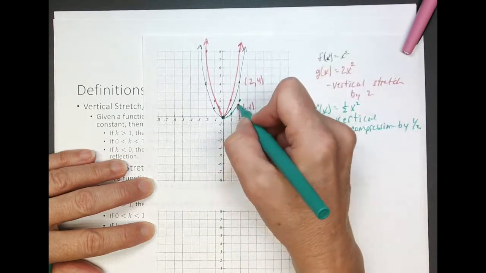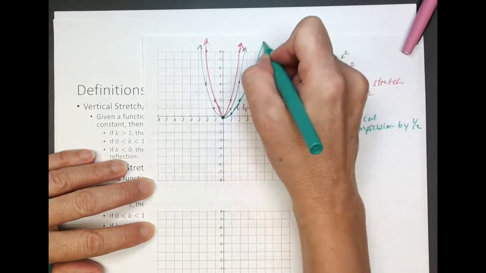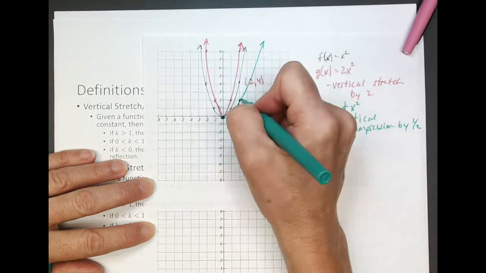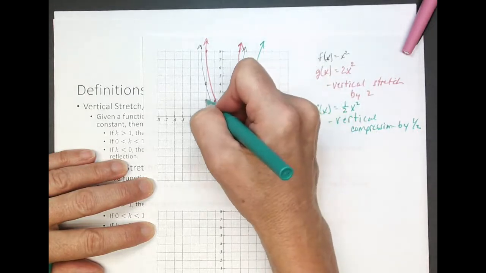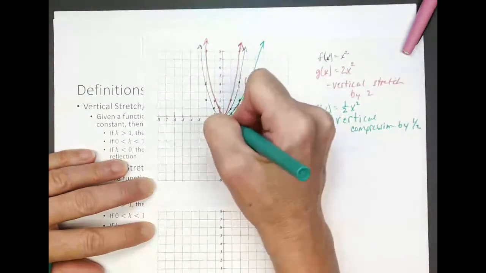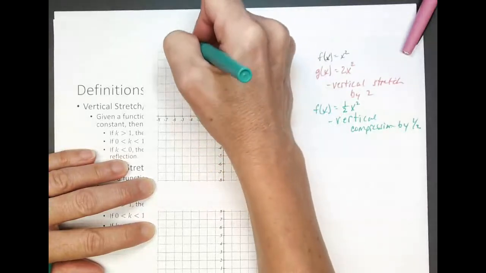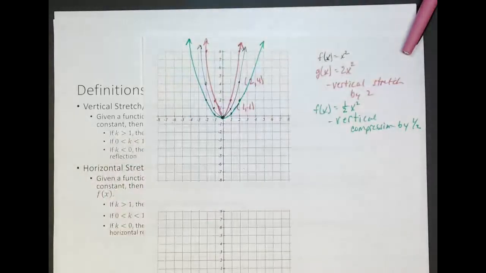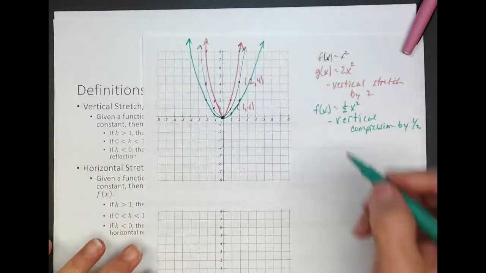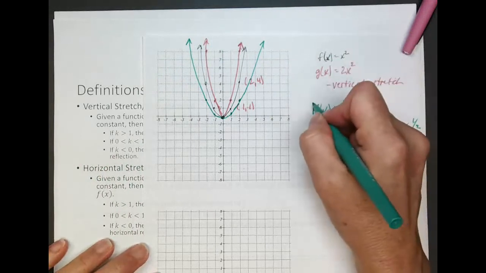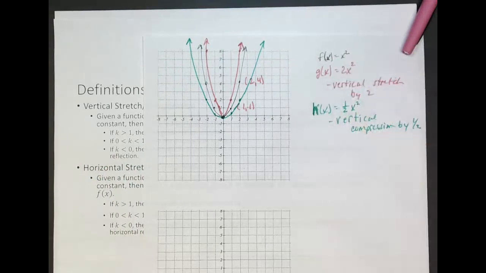I know they won't show up. Anyway, this guy is going to look like this. Let me put some things on the other side to make this better. There. Okay, so that teal or green colored graph, I probably shouldn't have called him the same thing. Let's call him h of x. Okay, h of x.